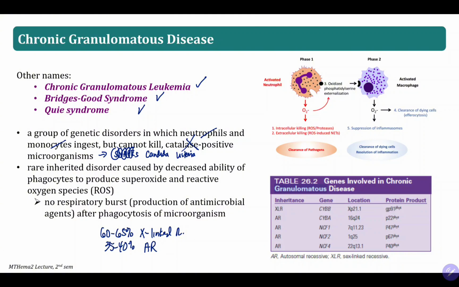So kindly please take note of the different genes that are involved in CGD. Okay? This is the pattern of inheritance. This is X-linked recessive. Thus the rest are autosomal recessive. Take note of the gene associated with it and the protein product associated with it. So CYBB affects your protein GP91-PHOX, and that leads to mutations in your chromosome itself. Same with the others, CYBA with P22-PHOX, P47-PHOX, P67-PHOX, and P40-PHOX. Okay.